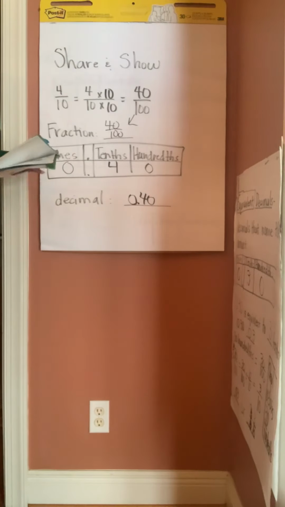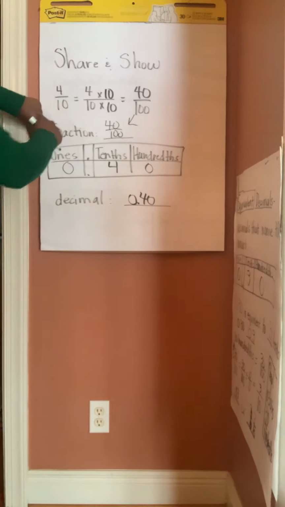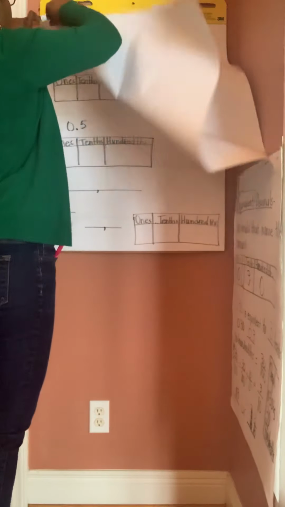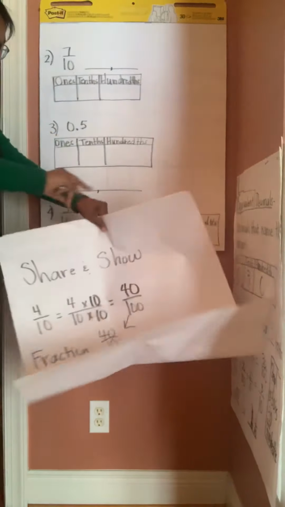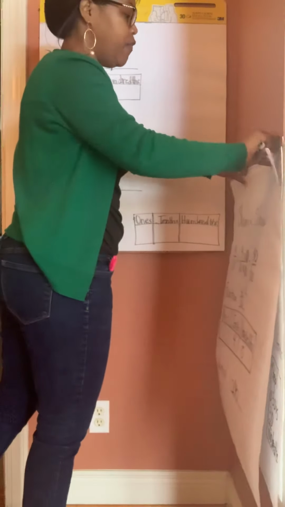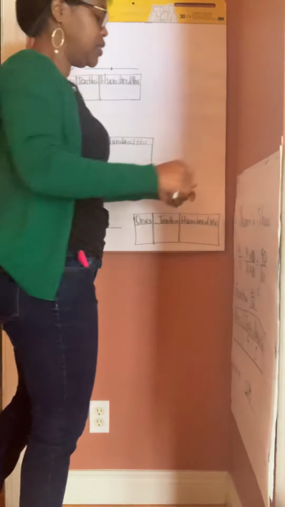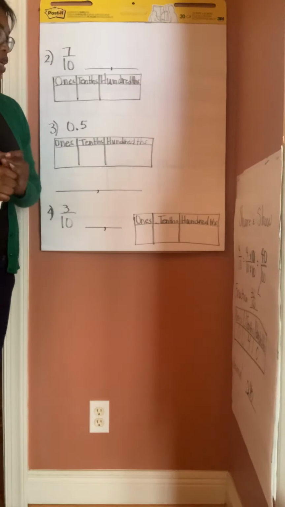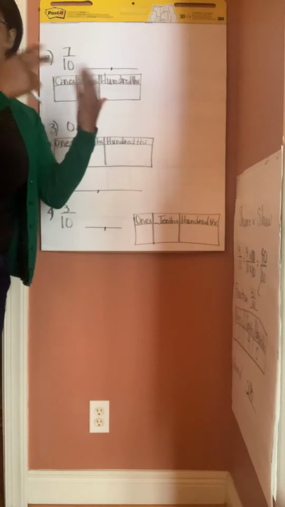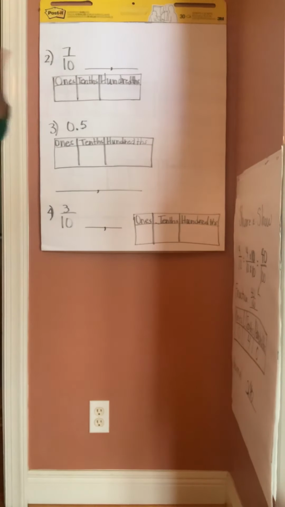Okay, this is the bottom of page 352 under share and show. We'll practice a few more together. Okay, remember to go from tenths to hundredths, you're going to multiply by 10 over 10. And then when we get to hundredths to tenths, we do the opposite. We divide by 10 over 10.